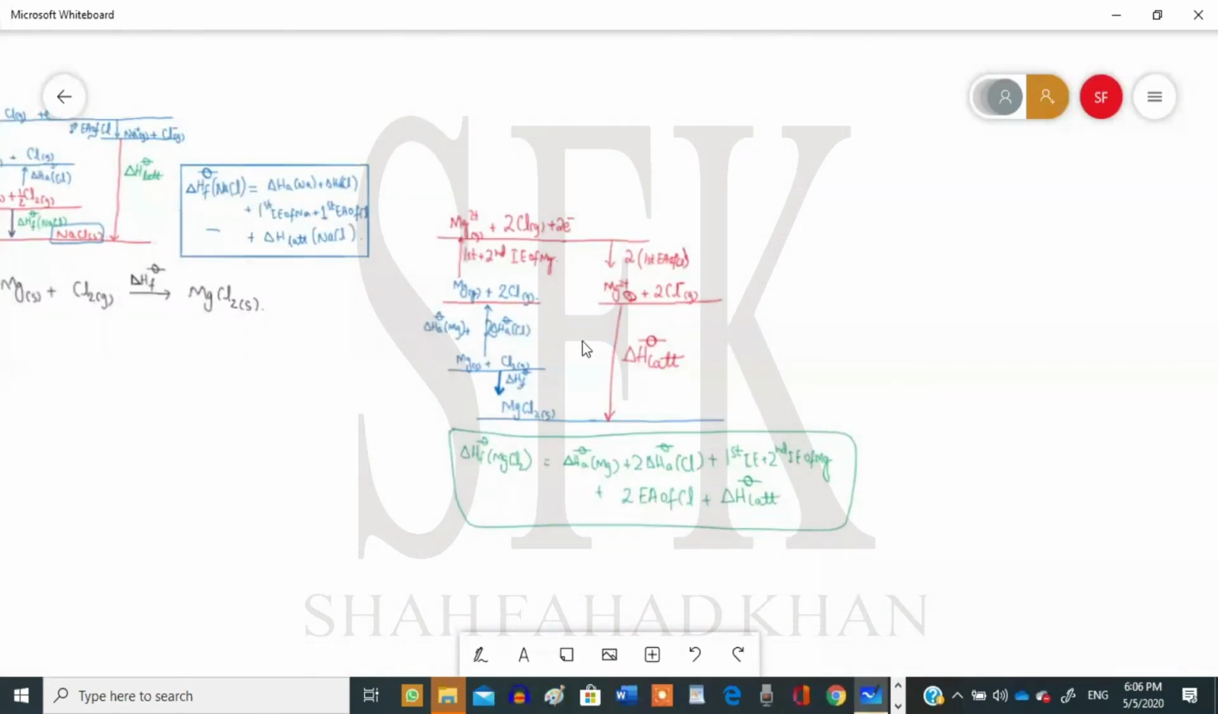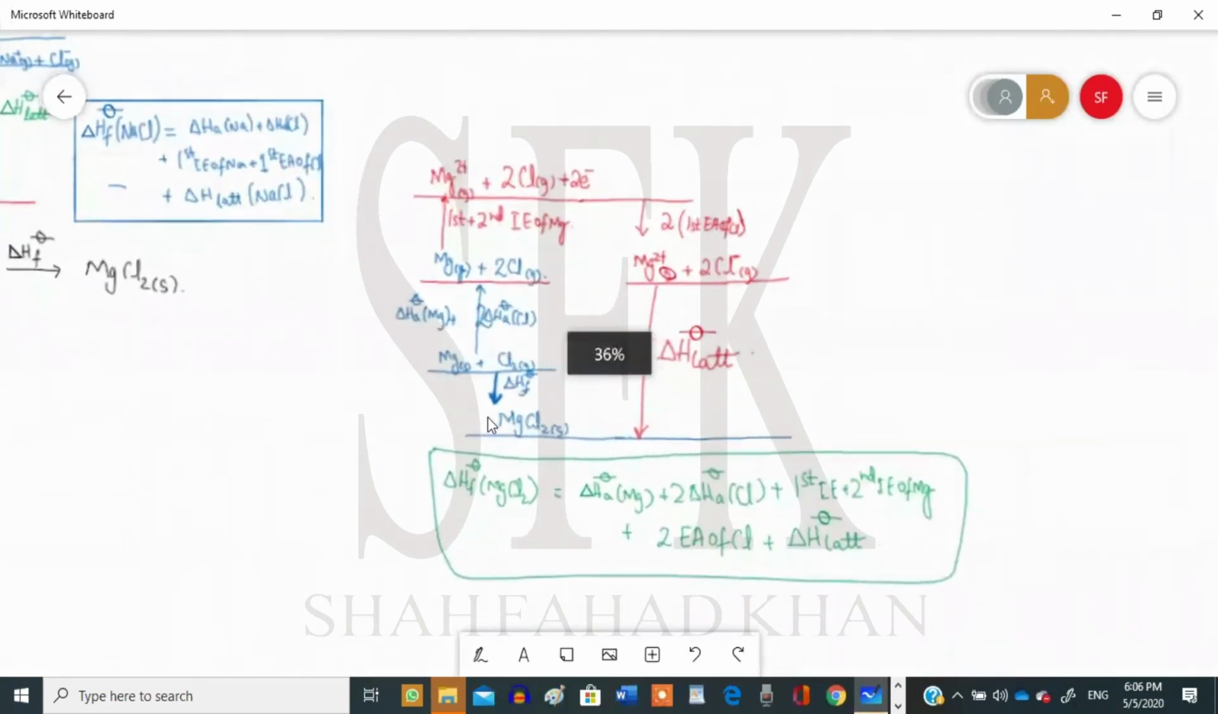Guys, again, the basic steps stay the same. You form an equation for formation. You form equations for atomization first. Then you remove electrons, that is ionization. And then you gain electrons, that is electron affinity. And then you form your lattice energy products finally.